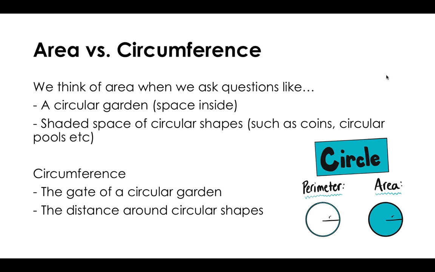this could be a coin, a circular pool, etc. And when we're thinking of a circular pool, we're not thinking about volume, we're just thinking about what space at the bottom of the pool would be like. And then when we talk about circumference, we can think of the gate of a circular garden, like how much gate would be required to go around a garden, or the distance around circular shapes.